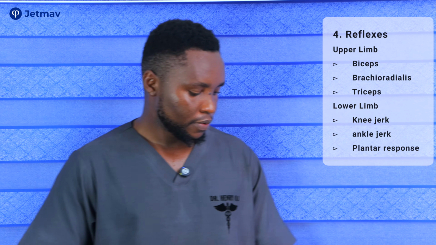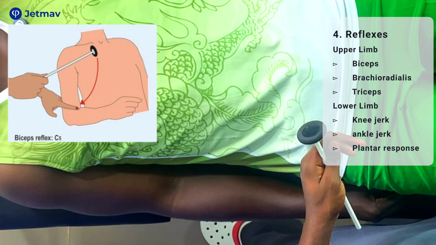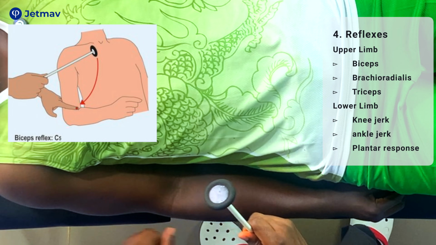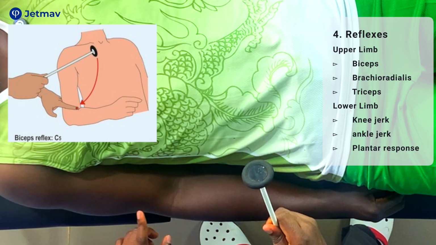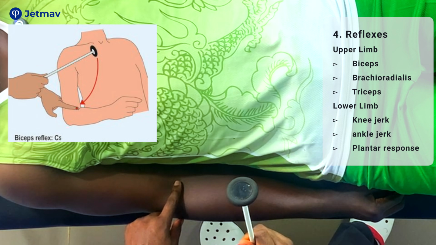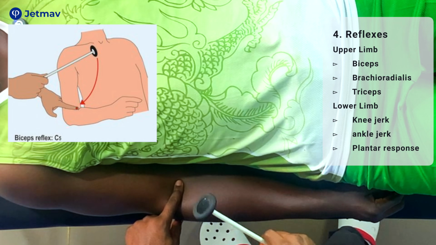So for the upper limb, we'll start with the biceps reflex. So you do it with your tendon hammer. Okay, just swing your hammer. You don't need to hit it with full force. So for the biceps reflex, you start by locating the tendon. Okay, so locating the tendon, we did this at the fossa.